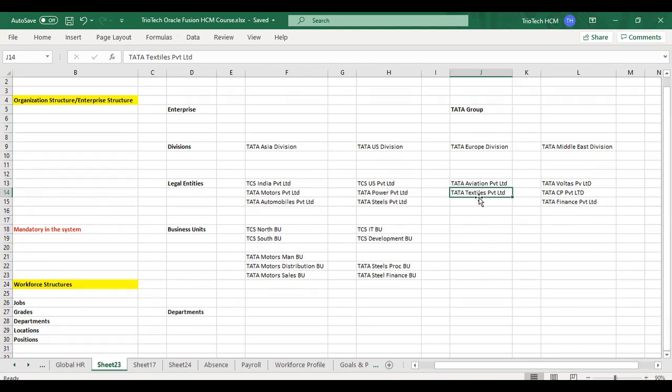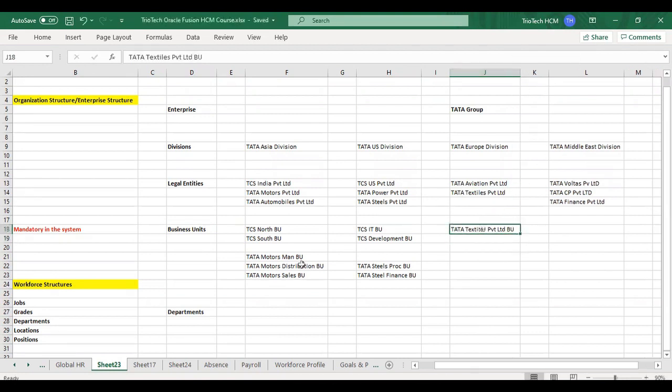Means as a company only I'm operating. All the employees are working under Tata Textiles Private Limited. There is no concept of sub-operational units under that company team. I'm not doing the business having any other sub-operational units. But even then team, in the Fusion system, you have to define the business unit for that particular company with the same name, Tata Textiles Private Limited, BU. Means team, at least one business unit is mandatory.